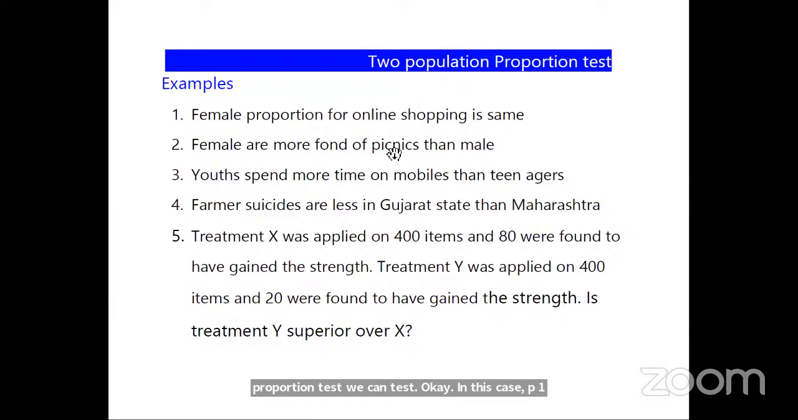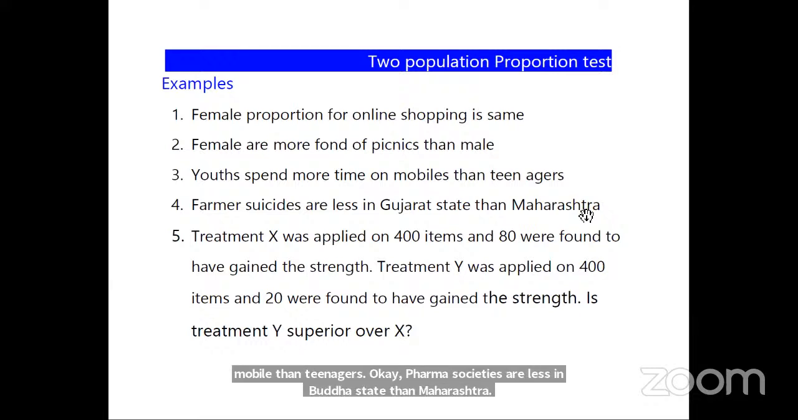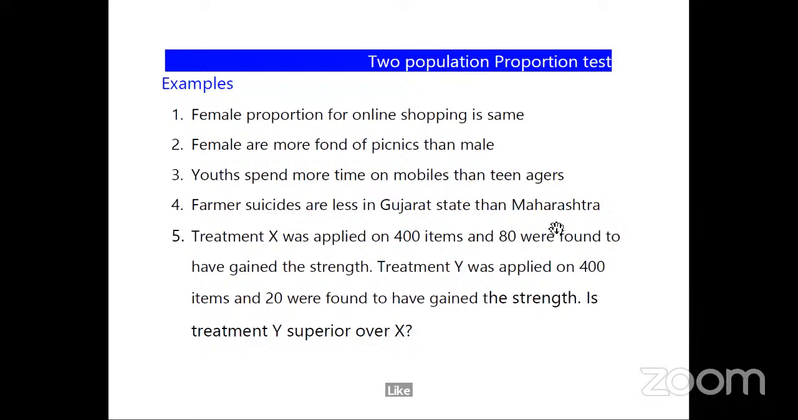Then, female are more fond of picnics than male. If we want to check this, again we can use this test. Youth spends more time on mobile than teenagers. Farmer suicides are less in Gujarat state than Maharashtra. Like this, we can use it in several cases.